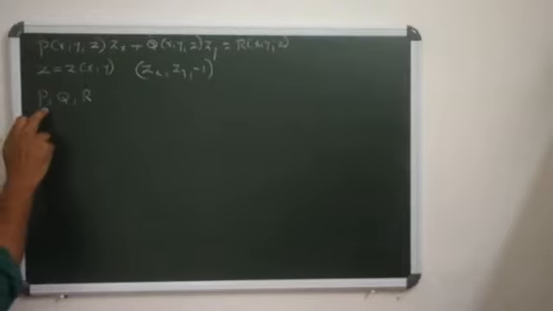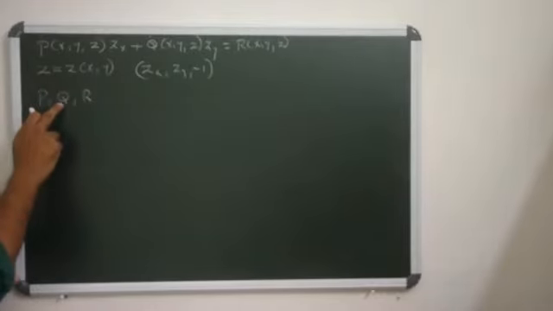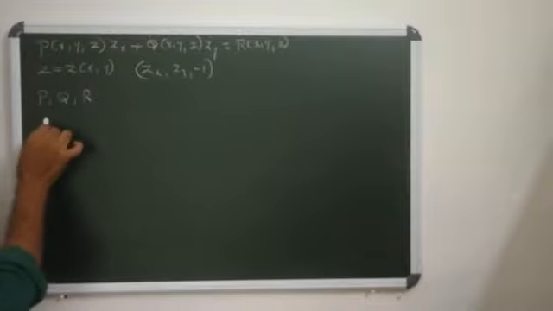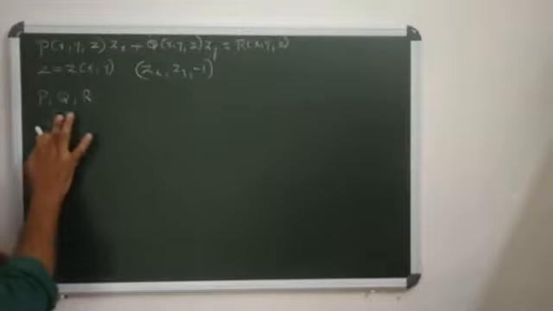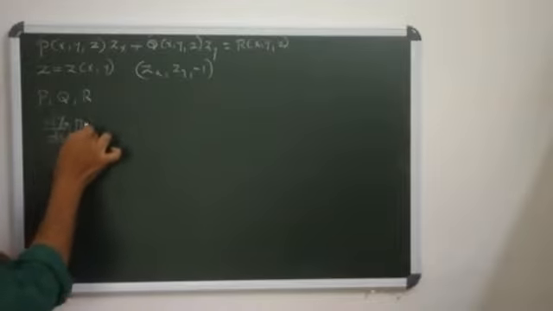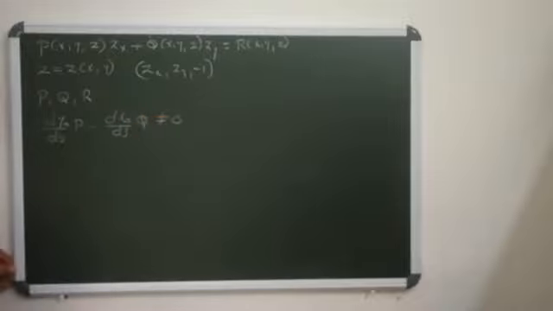That means ∂P/∂x, ∂P/∂y, ∂P/∂z, and similarly ∂Q/∂x, ∂Q/∂y, ∂Q/∂z are continuous, but they do not vanish simultaneously. Moreover, a result states that the quasi-linear differential equation has a solution only when (dy0/ds)·P − (dx0/ds)·Q is strictly different from 0.